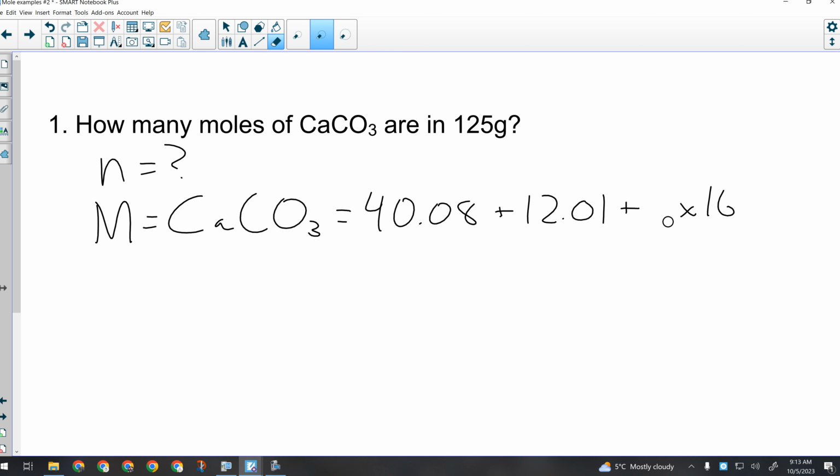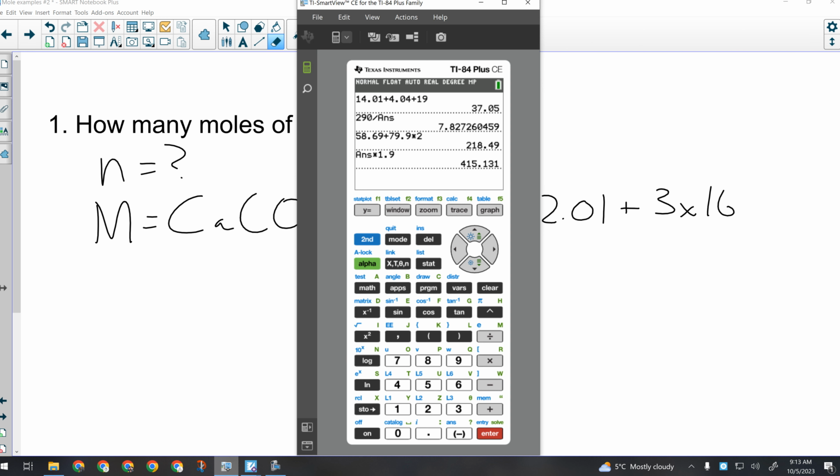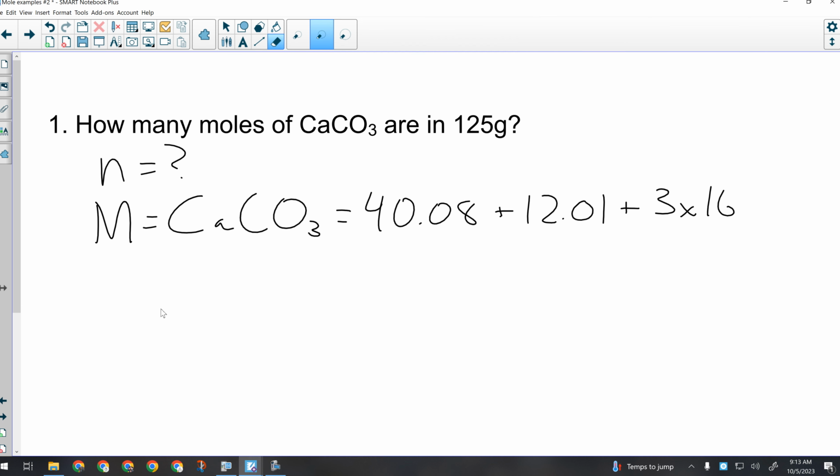3 oxygens. Okay, when we calculate that, 40.08 plus 12.01 plus 48, okay, 100.09 grams per mole. All right, now we've got big M, and they also give us the mass, 125 grams.